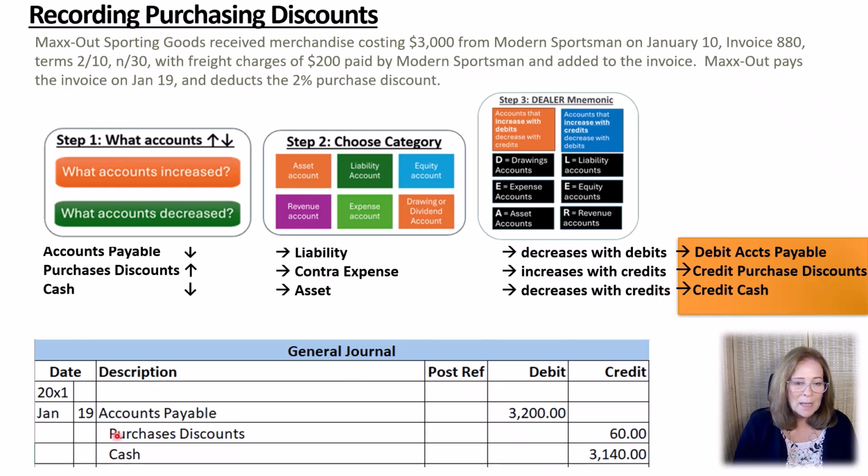To record the transaction, we debit the accounts payable account for the full amount of the original invoice of $3,200, credit the purchase discounts account for $60, and credit cash for the payment of $3,140.